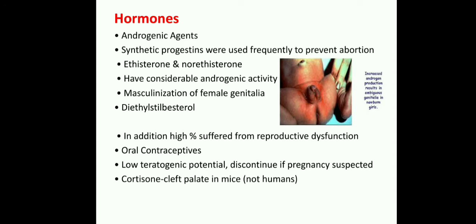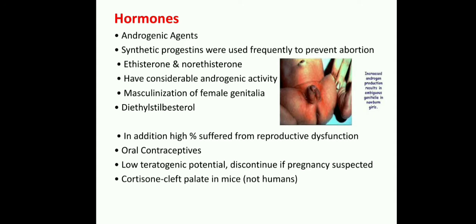And next one is because of that hormone, baby may suffer with that. Next one is diethylstilbestrol. Because of that hormone, the child may suffer with congenital anomalies, and some hormonal imbalances are also there. And then in addition, a high percentile of reproductive dysfunctions is mostly what we will see in the children.